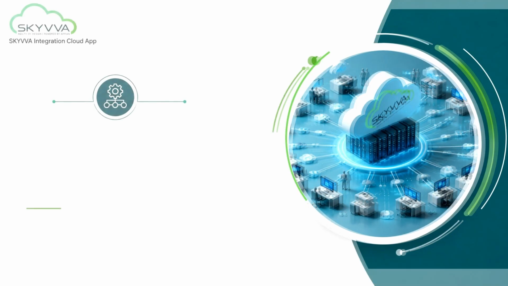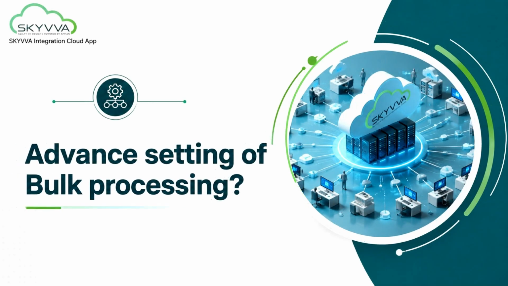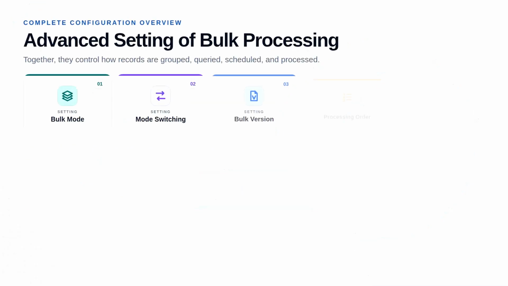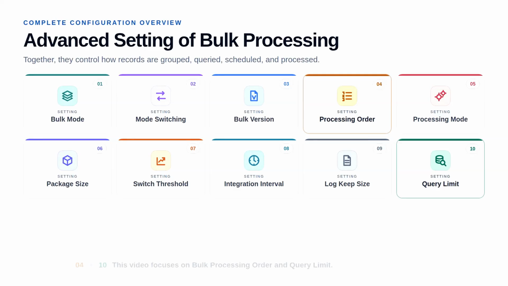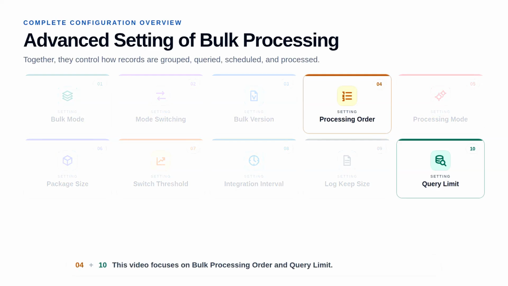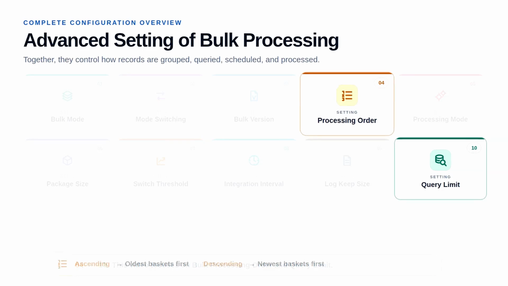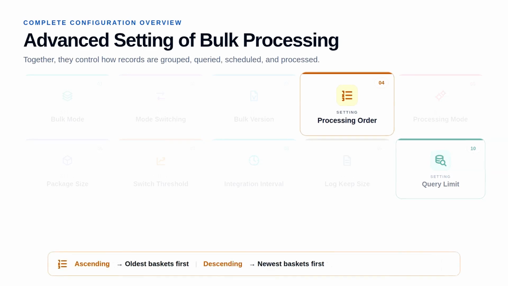Hello guys! In this video, you'll learn about advanced settings of bulk processing. Introduction. This diagram provides an overview of all the advanced bulk processing settings available in SKYVVA. These settings allow you to control different aspects of bulk processing, such as how records are selected, grouped, queried, and processed. In this video, we'll focus specifically on two important settings: bulk processing order and query limit for bulk processing.